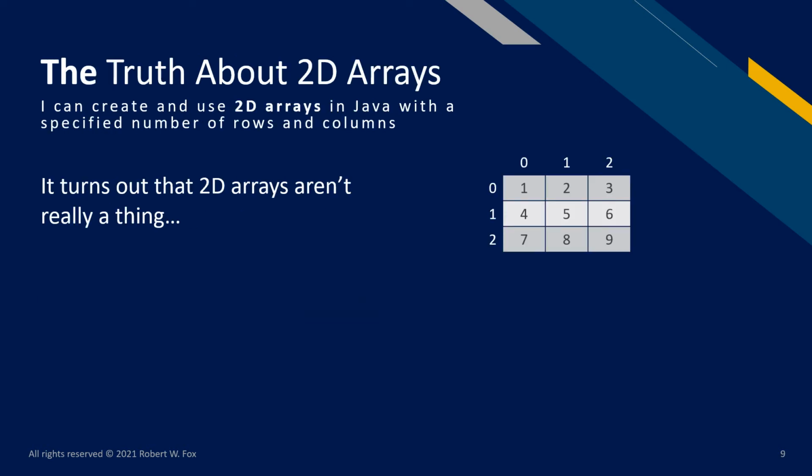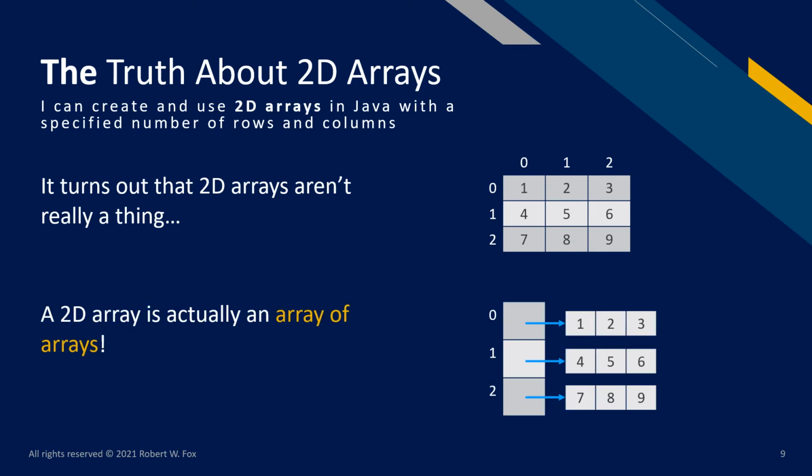All right, now that we have a little bit of an idea about how 2D arrays work, let's pull back the curtain a little bit and look behind the scenes to see what's going on. It turns out that in Java, 2D arrays aren't really a thing, at least not in the sense of the picture that I've already shown you. There's a little bit more going on there. A two-dimensional array is actually just an array of arrays.